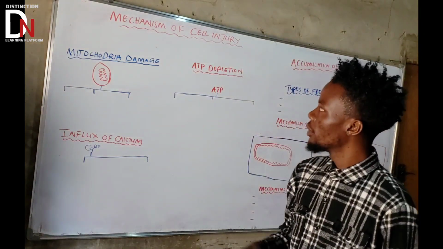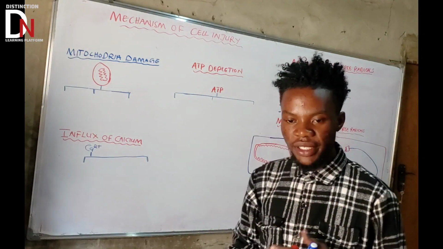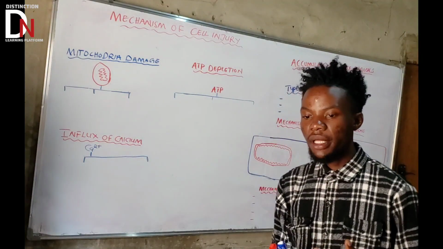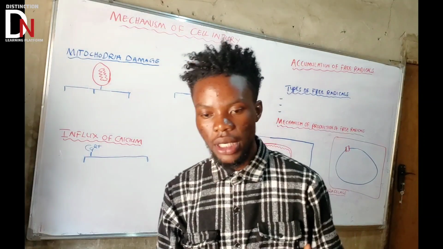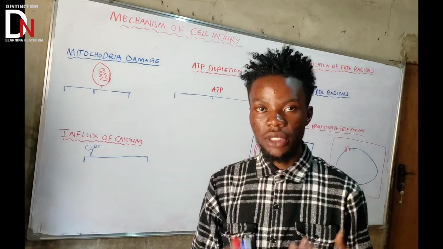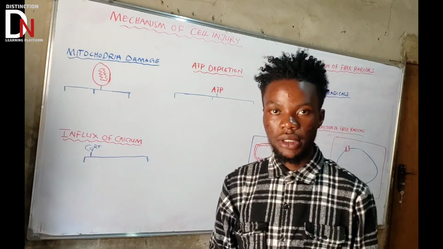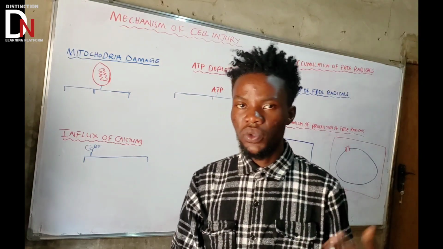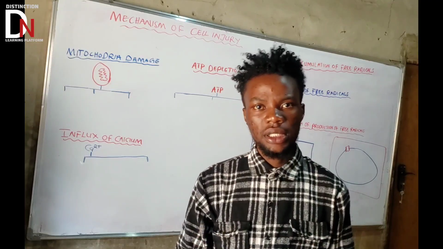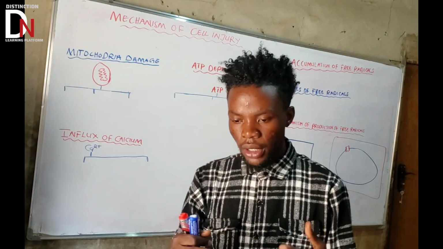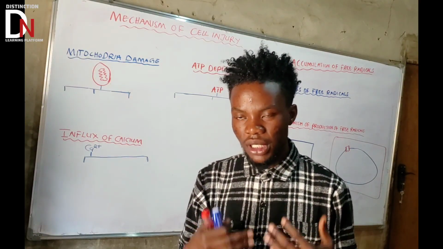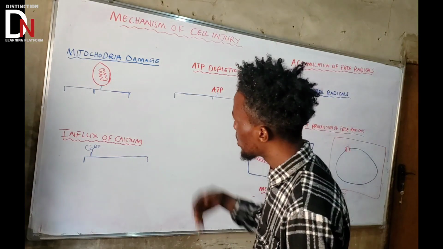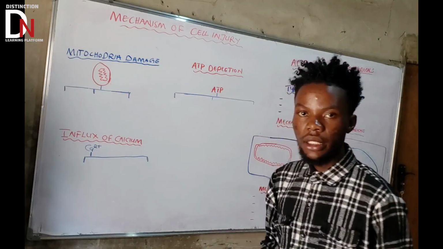Why is it important to understand the mechanism of cell injury? Remember that these mechanisms are the ones that lead to the morphological features that we talked about, in either reversible or irreversible cell injury. We talked about the fatty change, cellular swelling, the nuclear changes, and a lot of morphological features. So how does cellular swelling come about? It is because of the mechanism of cell injury.